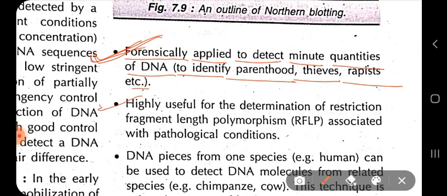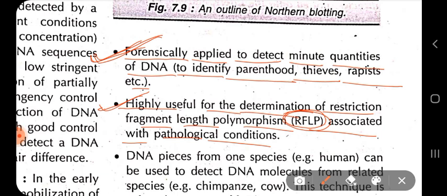Now, next it is saying it is highly useful for the determination of restriction fragment length polymorphism associated with pathological conditions. Well, restriction fragment length polymorphism is a technique where we use a set of restriction enzymes that will cleave the DNA at different positions depending on their restriction sites. Suppose the gene has been taken from two different individuals and they are subjected to the same restriction enzyme digestion, you will get different fragments between them.